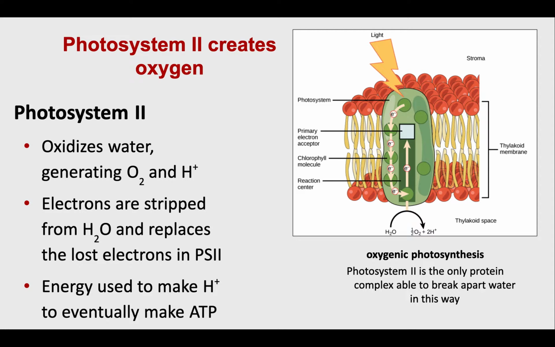So photosystem 2, we are breaking apart our water molecule. The electrons are stripped away from the water molecule and go into our reaction center to replace the one that was lost. As a byproduct, we get oxygen. We also get some hydrogens. Eventually, these hydrogens will be useful in making ATP. We're going to kind of ignore that part of it for the time being. But know that this is where we are creating oxygen.